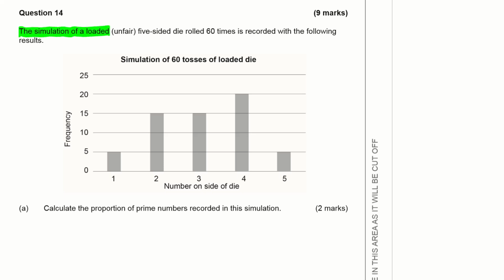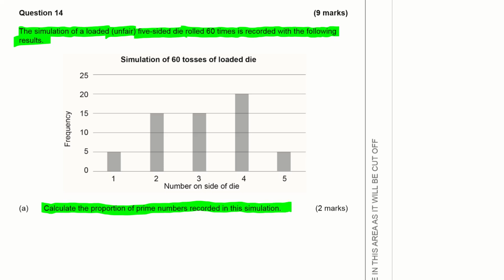Simulation of a loaded, unfair five-sided die rolled 60 times is recorded with the following results. We can see them here. Calculate the proportion of prime numbers recorded in the simulation.